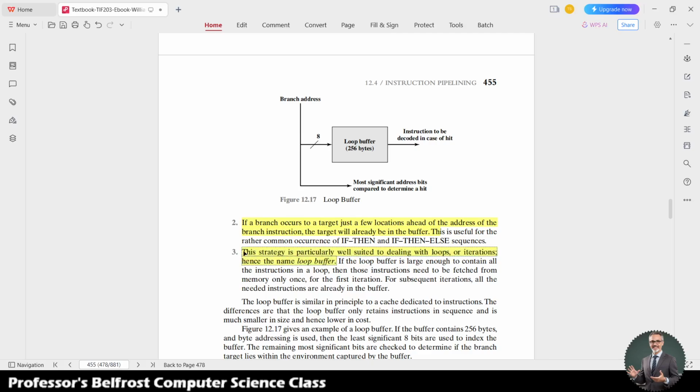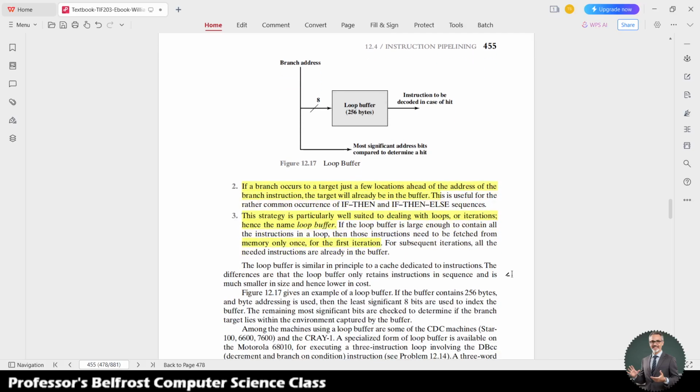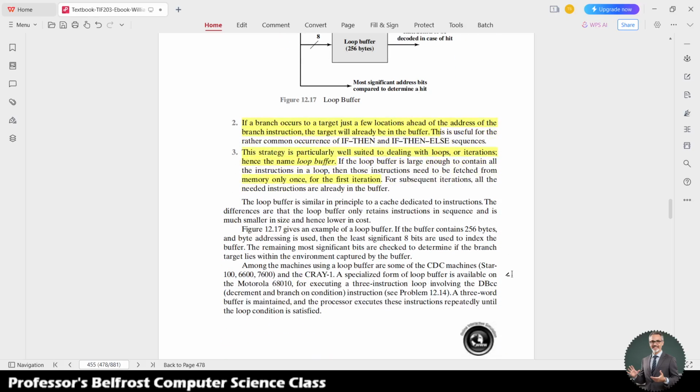If the loop buffer is large enough to contain all the instructions in a loop, then those instructions need to be fetched from memory only once, for the first iteration. For subsequent iterations, they are already in the buffer. So this is the advantage.